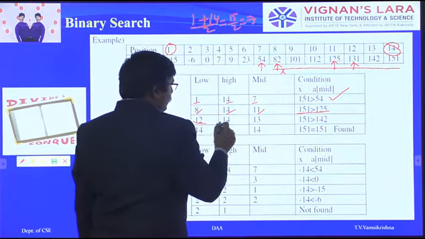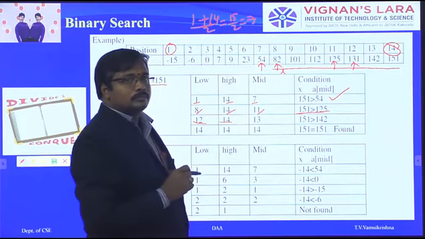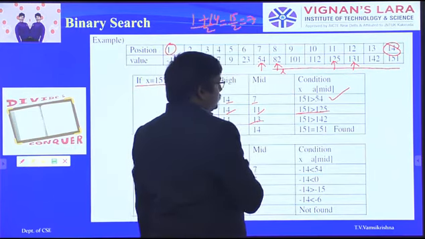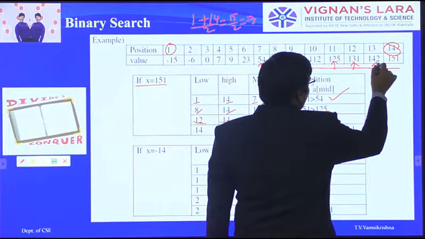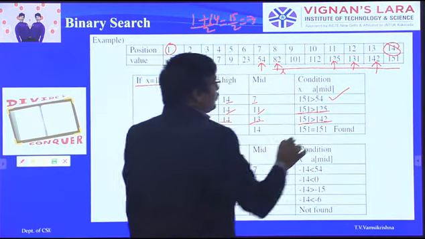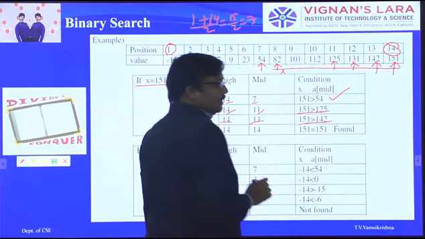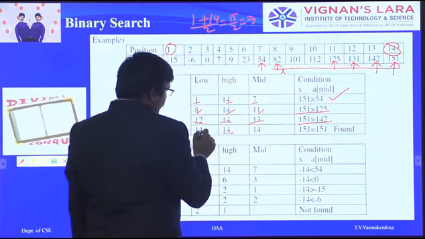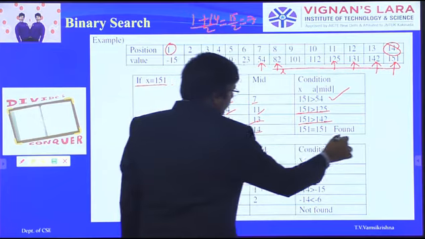So 12, 14. So 13. 13 is the mid position. So the 13th position, 142. So again do the same thing. Then obviously the L moves to this one. So 14, 14. So 14 is formed.